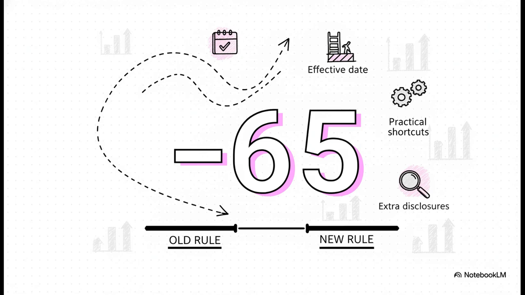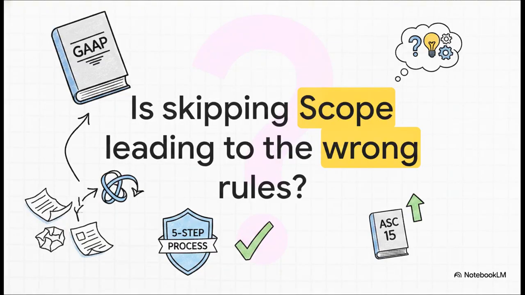I've got a quick bonus number for you as well, -65. This is the transition section. When a client is adopting a brand new standard, like when one of those ASUs becomes effective, the -65 section is exactly where you go. It tells you the effective date, the transition methods available for moving from the old rule to the new one, any practical shortcuts you're allowed to take, and the extra disclosures required in the year of adoption. It's super helpful.